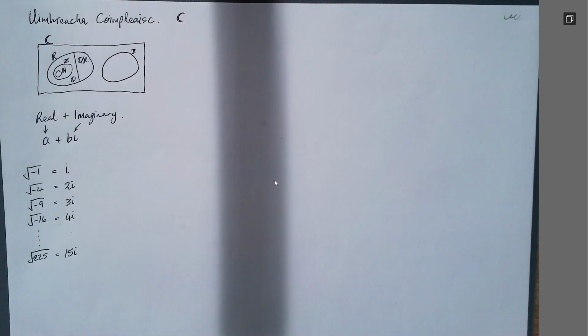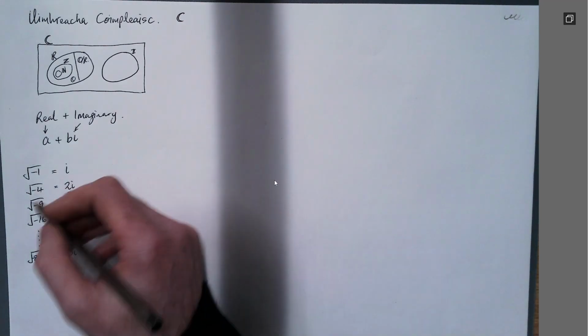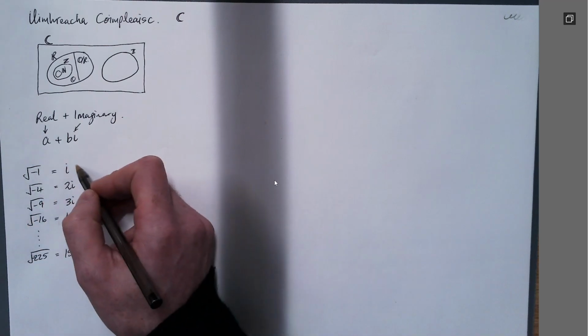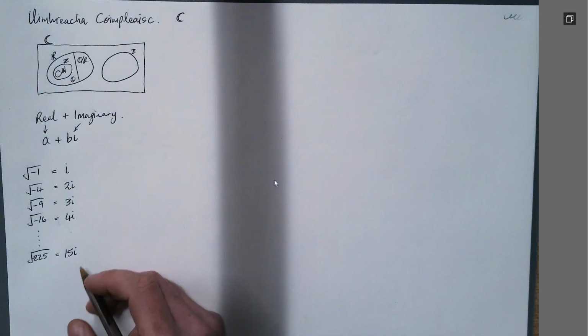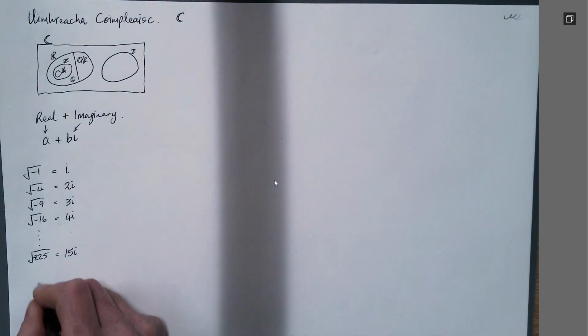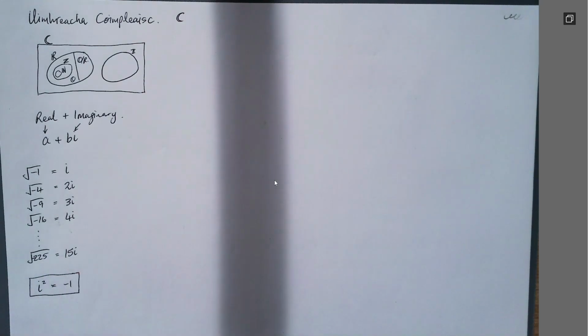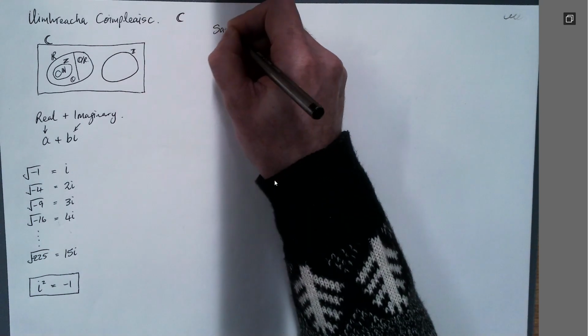If we say i equals the square root of minus 1 and square both sides, then i squared equals minus 1. So when we square the imaginary number, we get minus 1. That is the key result.